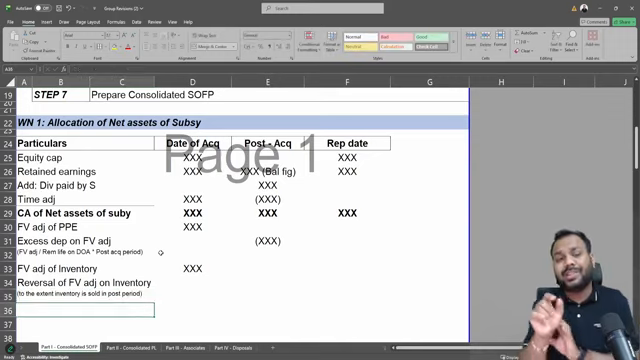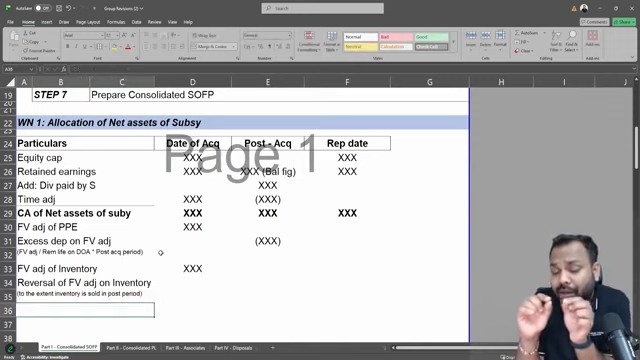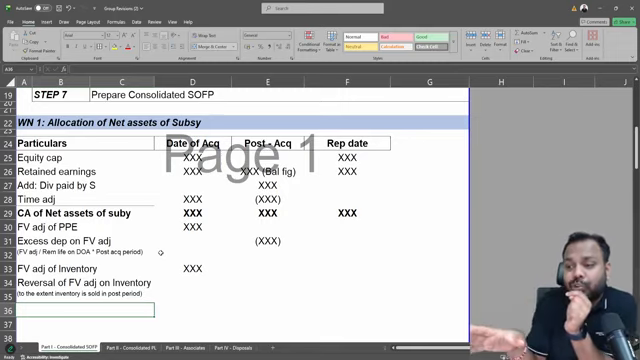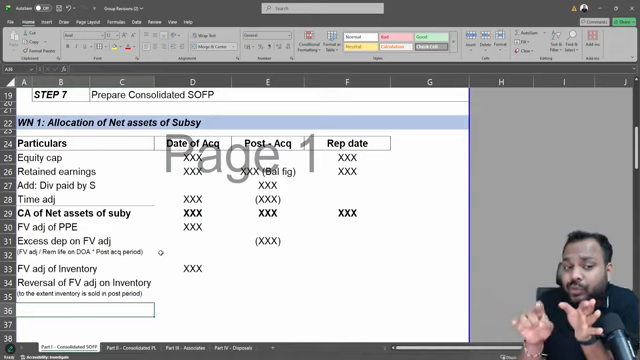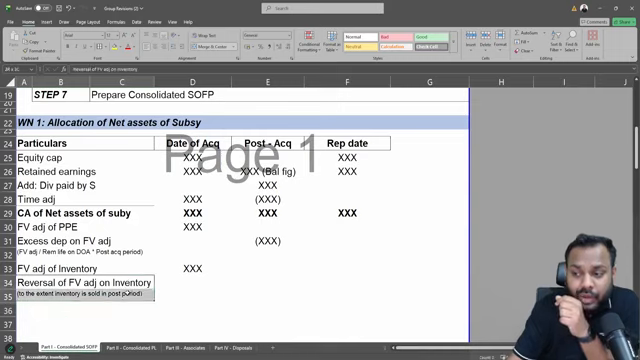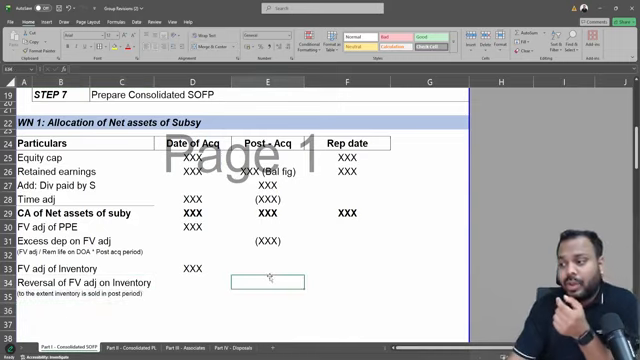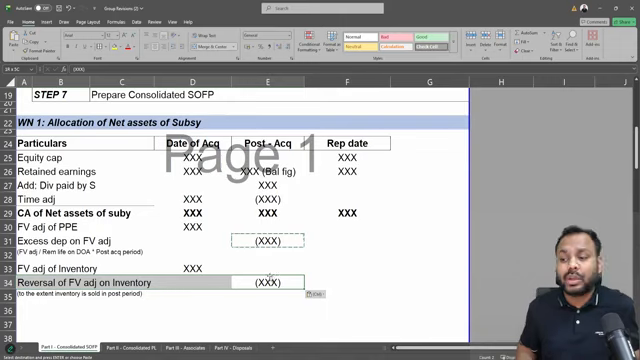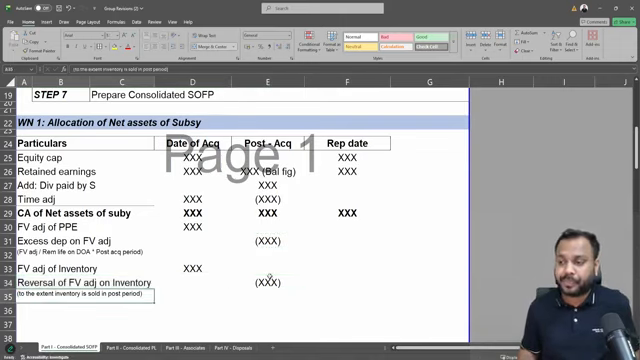Now you will see in the exam a note given in the question: assume that inventory is not sold in the post period. If the question gives you this note, will we do this adjustment? No, we will not do this adjustment in that case, if the question clearly says that inventory is not sold in the post period. So this is the fair value adjustment on inventory.